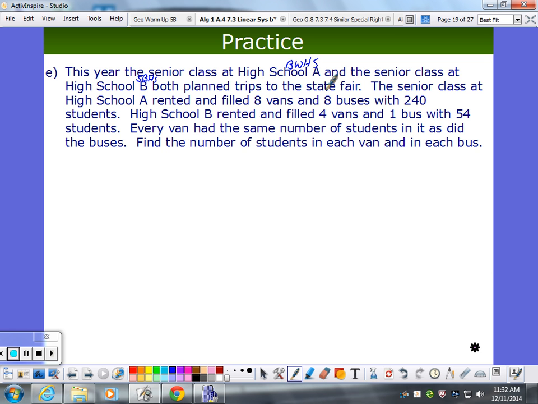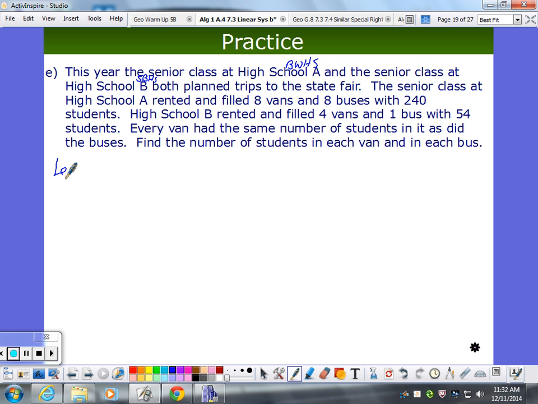Okay, so the senior class at Briarwood, they rented and filled 8 vans and 8 buses with 240 students. And at Stonebridge, they filled 4 vans and 1 bus with 54 students. Briarwood sending more. That's good, right? Great Briarwood. That's awesome. Every van has the same number of students in it as do the buses, okay? So what am I finding? The number of students in each van and in each bus.